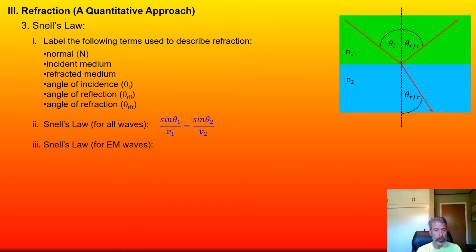So when we look specifically at electromagnetic waves, remember we said that rather than talking about wave speed, we like to use the index of refraction. So we can make that substitution for wave speed in Snell's law. And when we do that, we end up with this relationship: N1 sine theta 1, where that's the incident medium, the index of refraction of the incident medium times the sine of the angle of incidence, must be equal to N2, the index of refraction of the refracted or transmitted medium, times sine theta 2. That would be the angle of refraction.